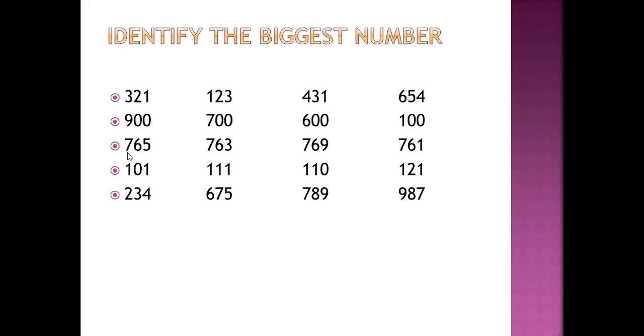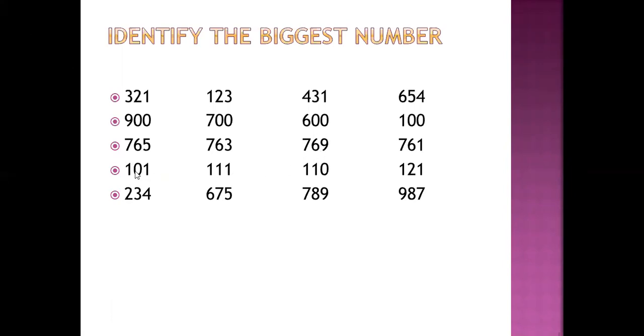Let's go to the third set of numbers. 765, 763, 769, 761. So now here we've got 7 and 6 common in all the 4 numbers. So let's take the units place. We've got 5 in the units place here in the first one. Then we've got 3. And then we've got 9. And we've got 1. So we know that the single digit 9 is the biggest number. So 769 becomes the biggest number in this set.